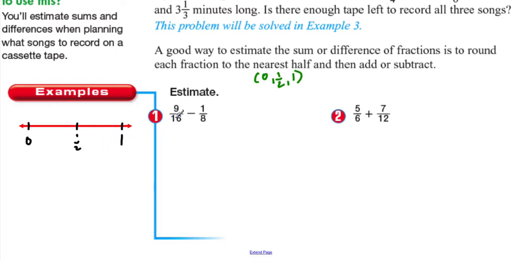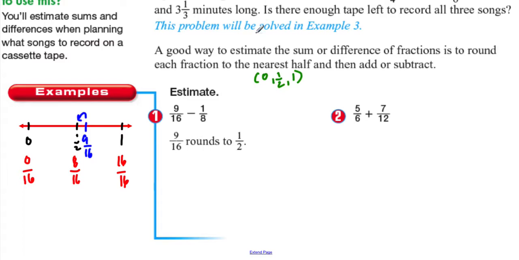Since that's 9 over 16, we can find equivalent fractions of 0 using the denominator of 16. So that would be 0 over 16, and 8 over 16, which is a half of 16, and 16 over 16. If you look at 9 over 16, it is closer to 8 over 16. Since it's closer to 1/2, 9 over 16 rounds to 1/2.